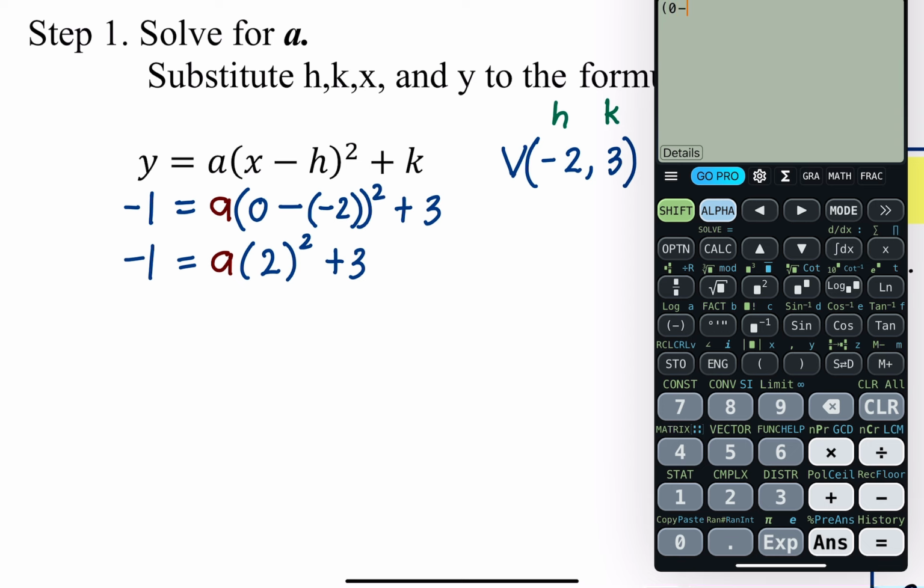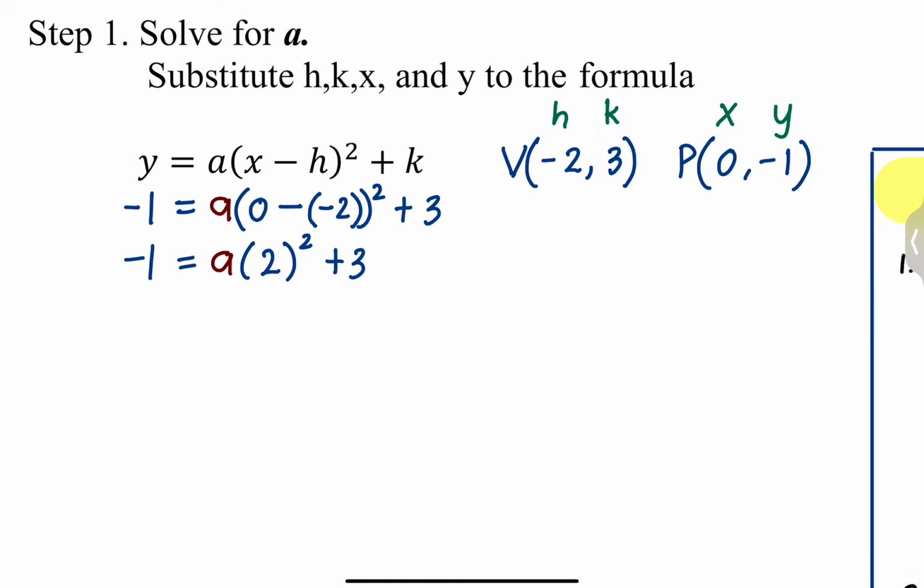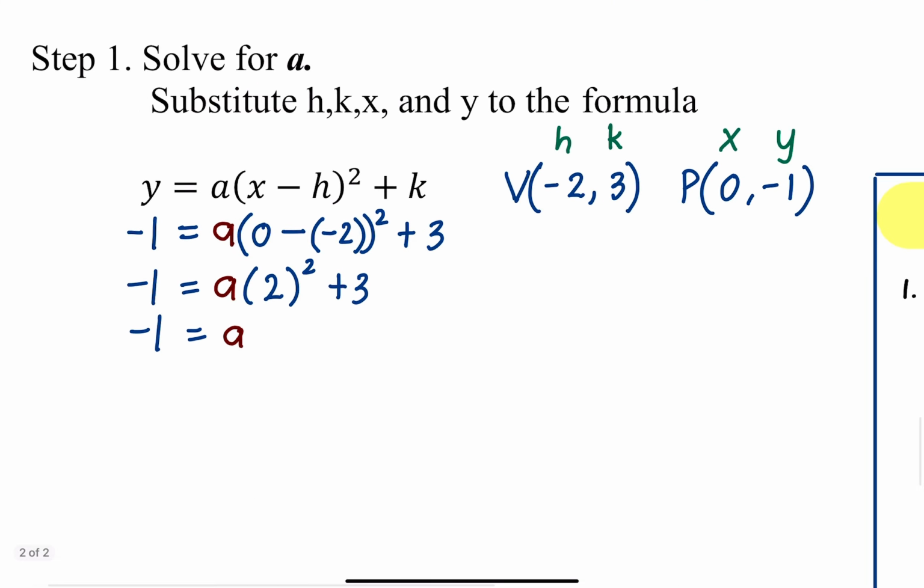Just to show you, 0 minus -2 is positive 2. Next, what is 2 squared? 2 squared is equal to 4, plus 3. Now, since we're looking for the value of a, we have to eliminate 3. So how are we going to eliminate 3? We have to subtract 3 from both sides of the equation.